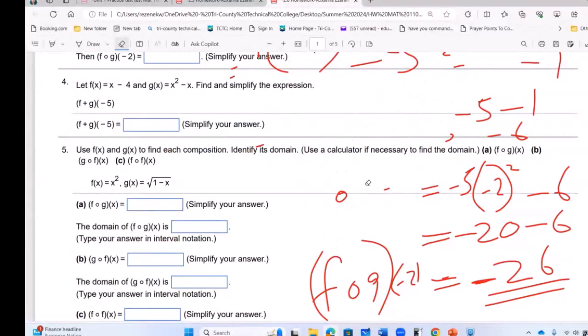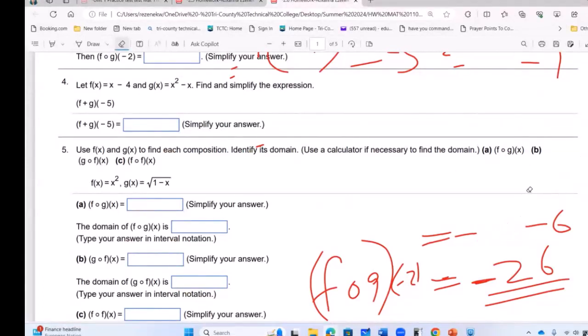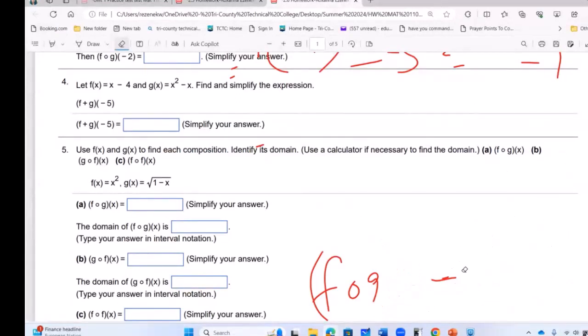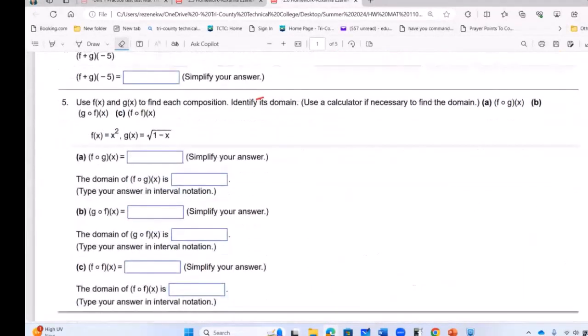In this number 5, if we want to define something that is called a property: if f composed of g is equal to g composed of f and is equal to x, then the two functions are inverses of each other. So let's go back and do this. The first thing we want to do is f composed of g, and we also want to do g composed of f, and f composed of f.